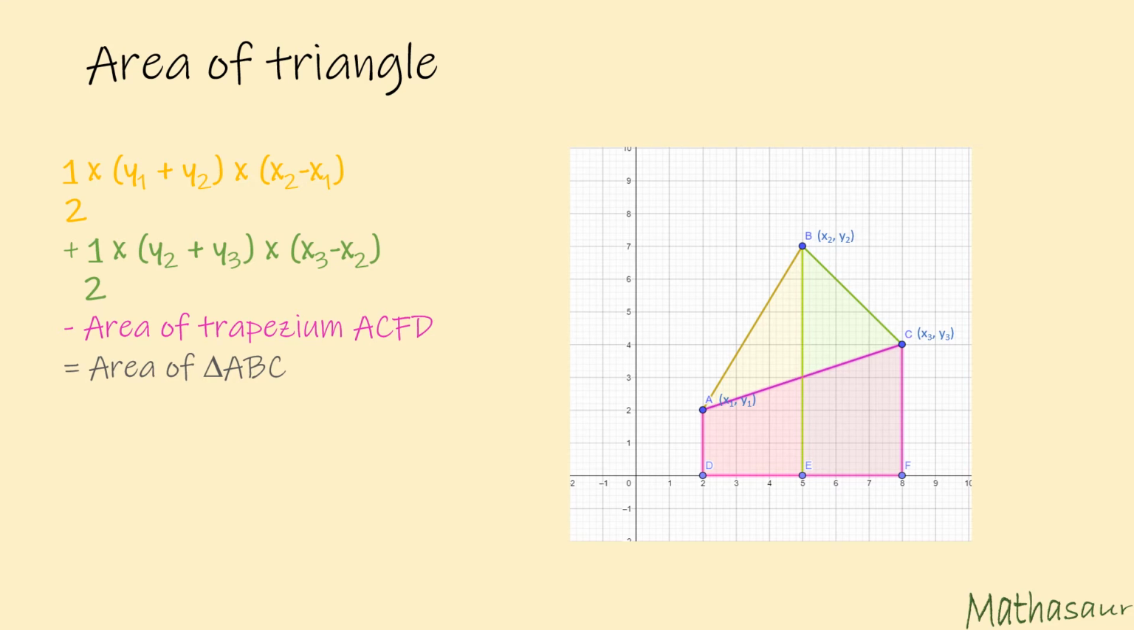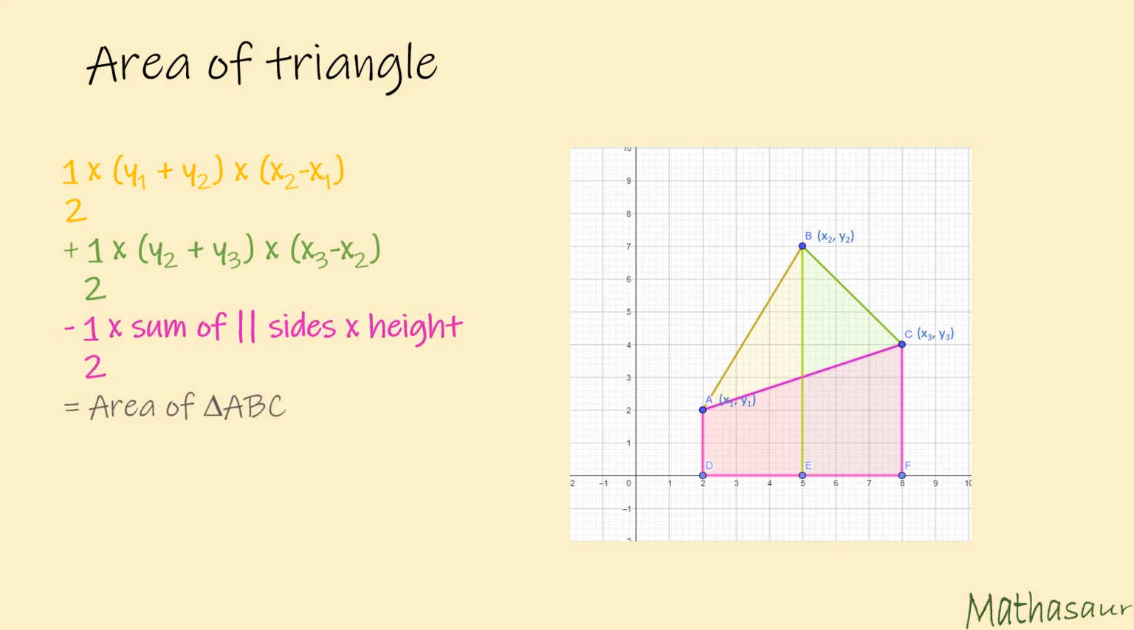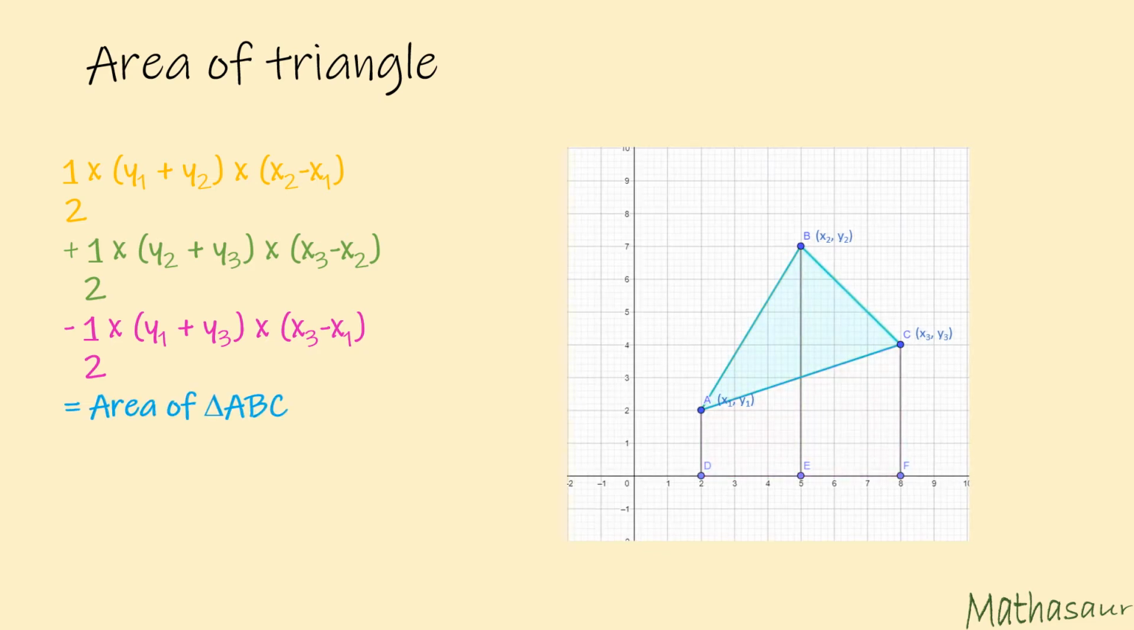Similarly, let us look at the area of trapezium ACFD. So I get half times sum of parallel sides times height. My parallel sides here are AD and CF. Adding their y coordinates, I get y1 plus y3. Recall that the y coordinates represent the length of these segments. The height would be the segment DF. So let us subtract the x coordinates of points D and F. So I get x3 minus x1. The area of these 3 trapeziums would give me the area of triangle ABC.